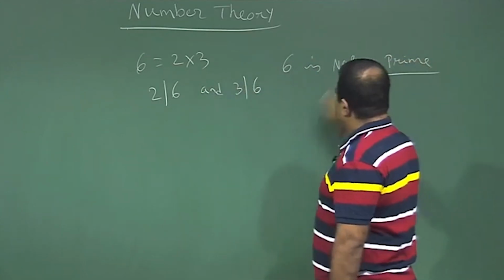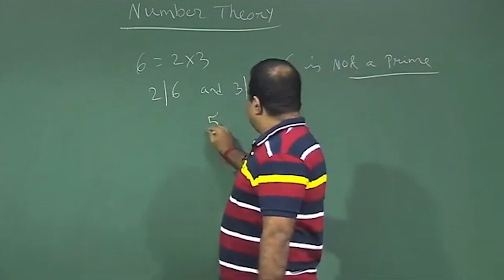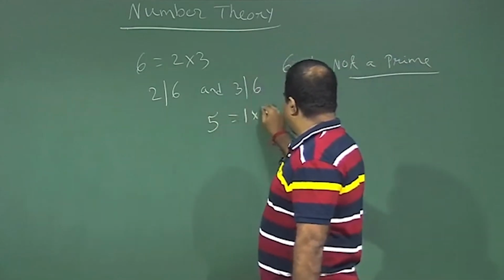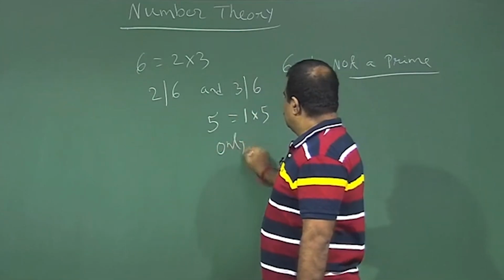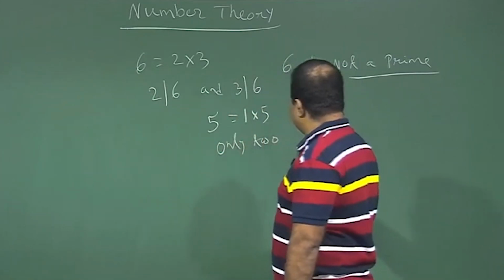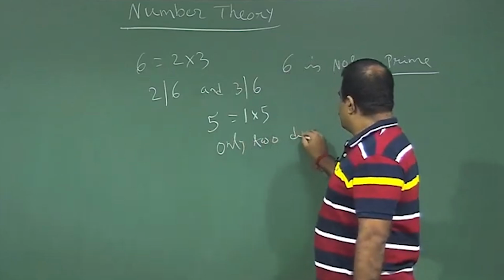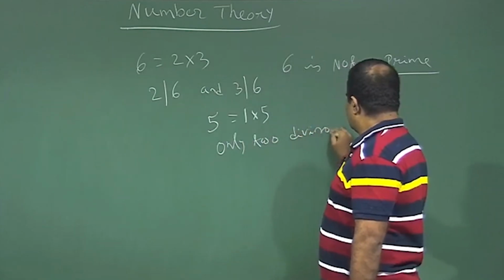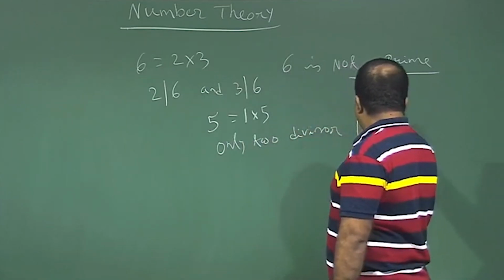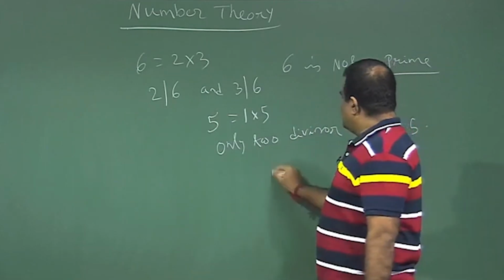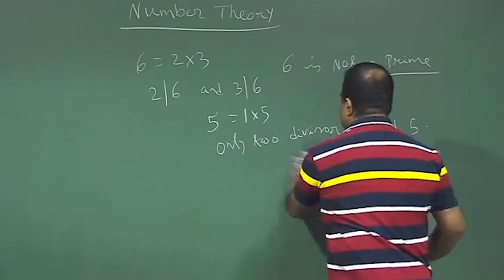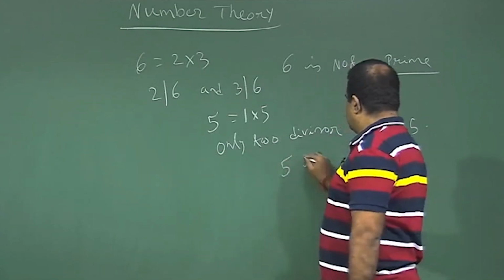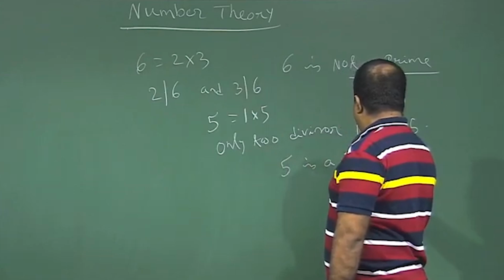But if we take 5, it is basically 1 into 5. So, it has only two positive divisors, 1 and 5 itself, then it is called a prime. So, 5 is a prime number.